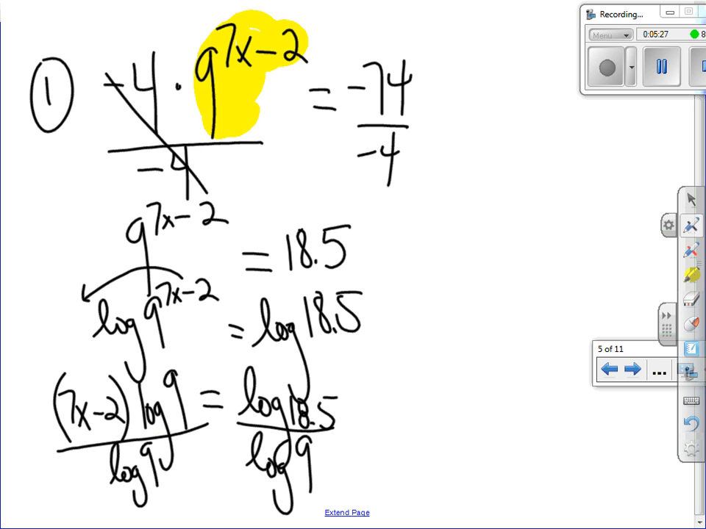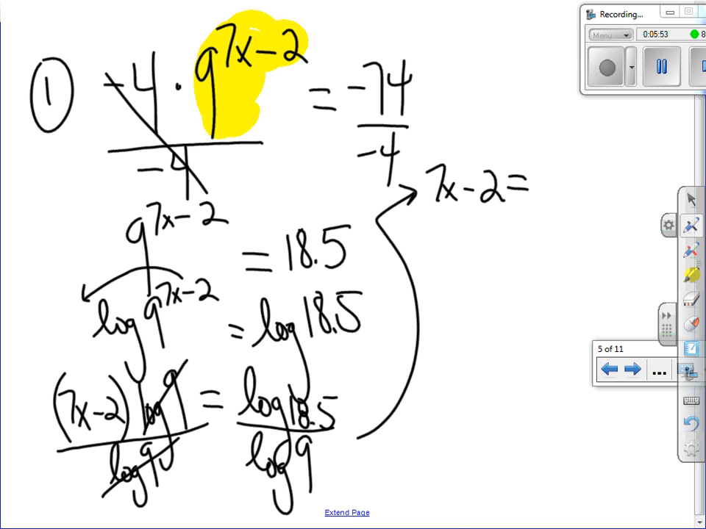Okay, with me so far? When we do that, it's now calculator time, right? I don't know what log 18.5 divided by log 9 is. I'm not that good. I'm good, but I'm not that good. So what we need to do is punch this out on a calculator.